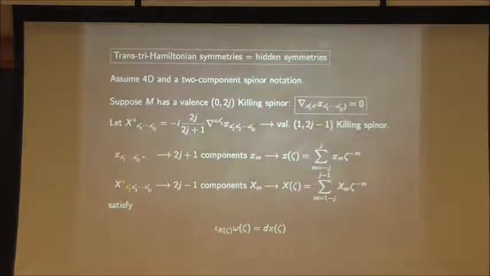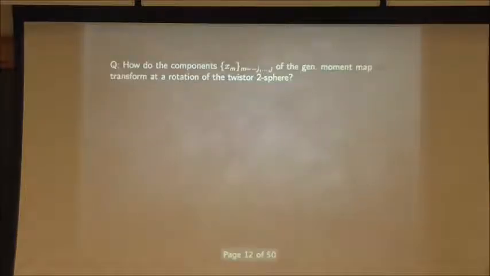So now if I look at the components, this is a totally symmetric object. This has 2j+1 components. I call them x_m, and I assemble them into this object. Now I take a pair of such indices, an A and A prime, and call them a vector index. Then this has 2j-1 vector-valued components, capital X_m. I assemble them into this object, and I can show, it's a bit of effort, that they satisfy precisely the moment map equation from the previous slide. So this shows that transitory Hamiltonian symmetries are the same thing as hidden symmetries, as considered by Dunajski and Mason, for instance. So that's why I use the language of hidden symmetries.